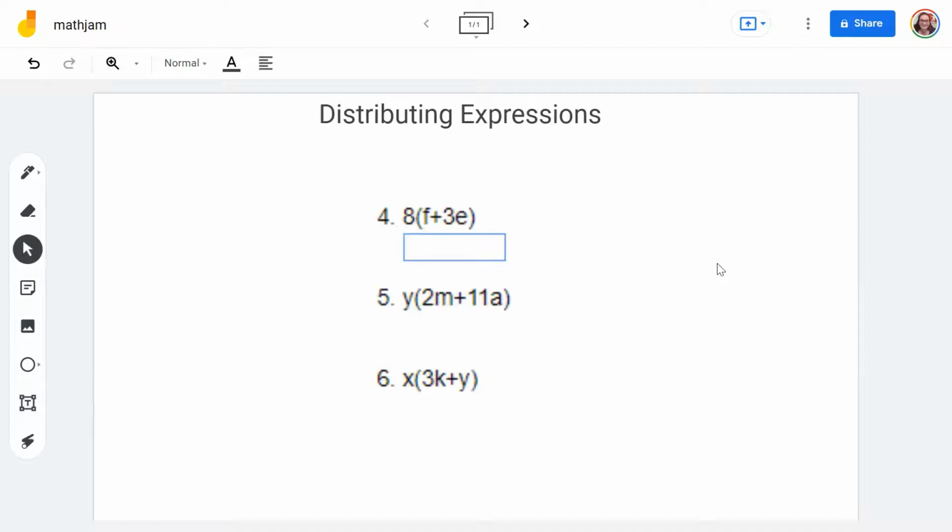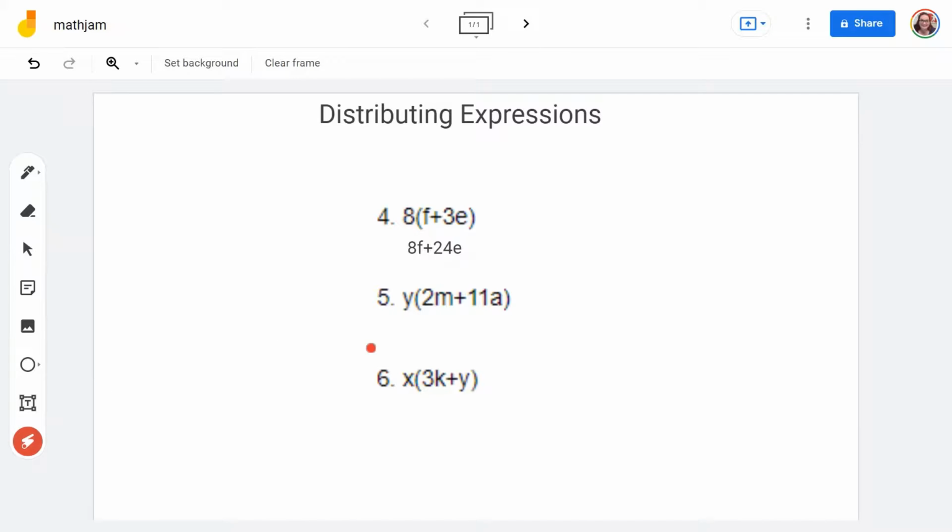So our first one, real easy, we're going to have 8f. And then we're going to be adding to it 8 times 3, which is 24. So 24e. So using our distributive property, we end up with 8f plus 24e, because 8 times f is 8f, and 8 times 3e is 24e.